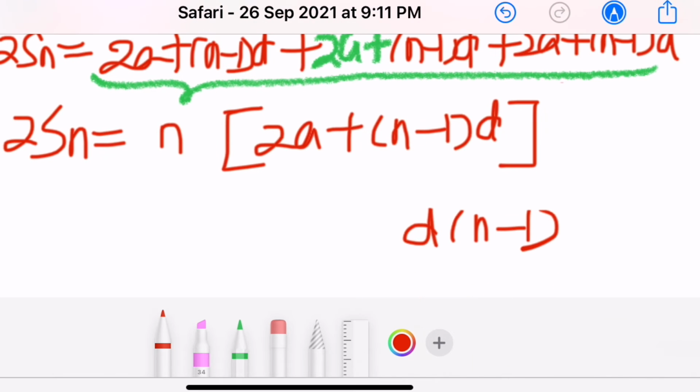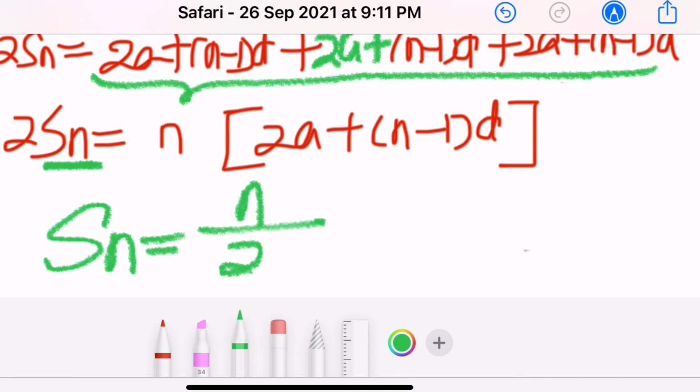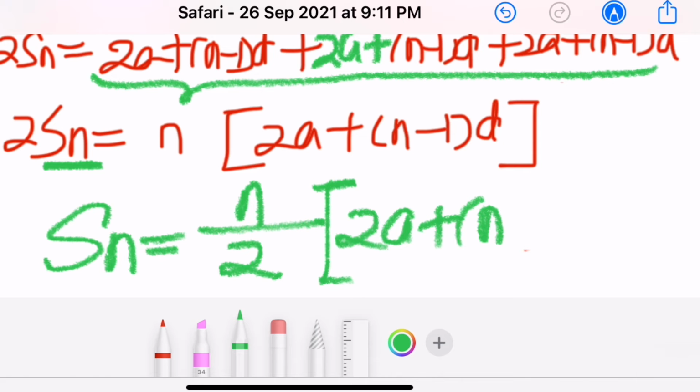Then we can show that we are getting the sum for the first n terms. Because we just want the Sn, we divide by 2. So we got the formula by deriving it on our own. This is the formula for the sum of the first n terms. That's all my sharing on how to derive the sum for the first n terms of an arithmetic progression.